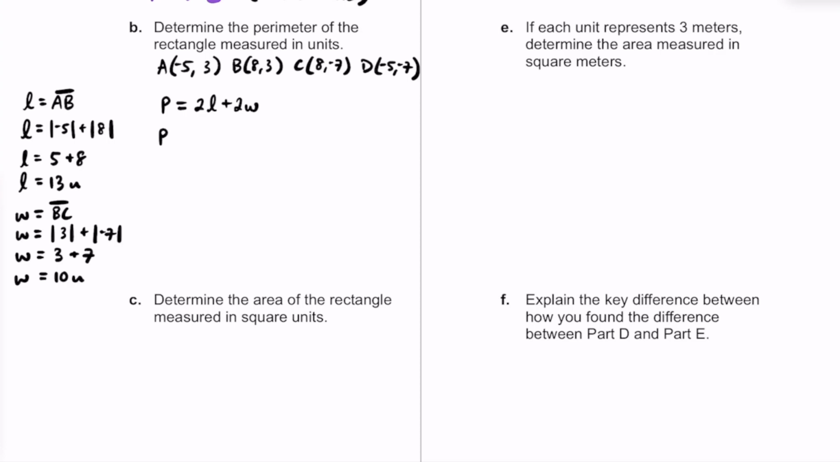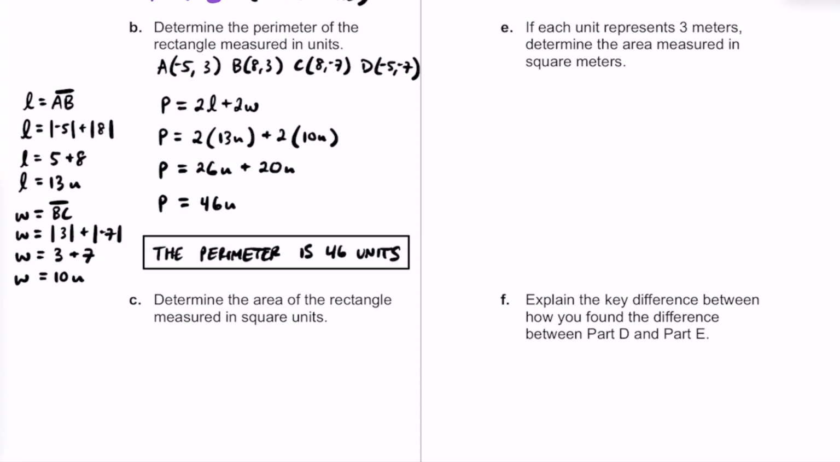And so if we substitute this in, it's 2 multiplied by the length, which is 13 units for the 2 lengths in the rectangle, and then 2 times the width, which we know is 10 units each. So the top and the bottom, the 2 lengths together, is going to be 26 units. And then the left and the right side, the 2 widths, is going to be 20 units. So altogether, the perimeter of this rectangle measured in units is going to be 46 units.